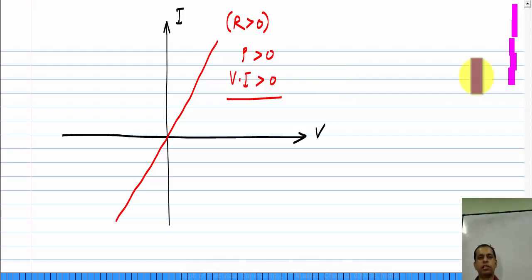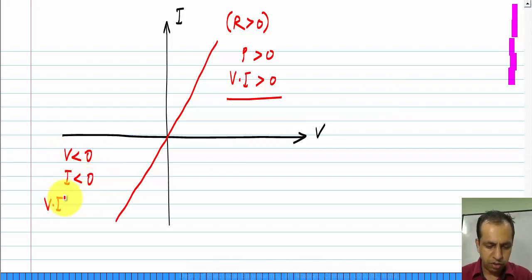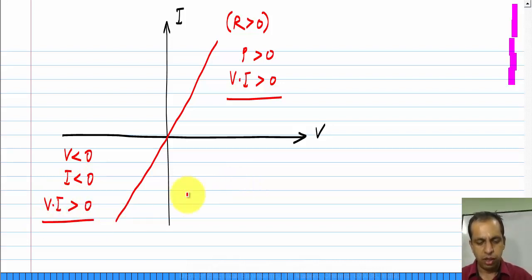This is the significance of the passive sign convention. If you take voltages and currents according to the passive sign convention and multiply them, the result will be positive if the element is absorbing power. Now, in the first quadrant, both the voltage and the current are positive. So, the power is more than 0, clearly the element is absorbing power. And in the third quadrant, the voltage is negative, the current is also negative, but V times I would be obviously positive. So, again the element is absorbing power. So, a resistor is in the first and third quadrants. So, it always absorbs power.